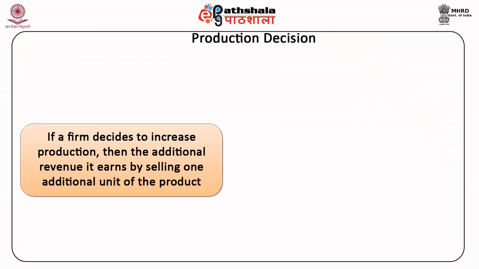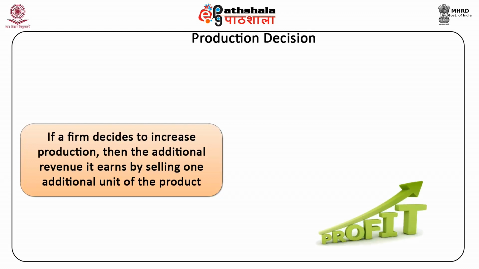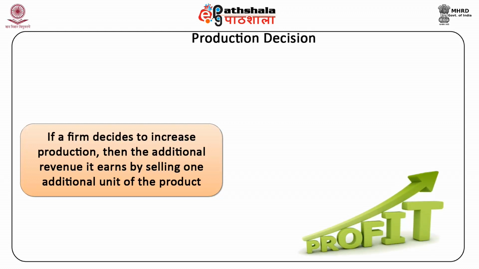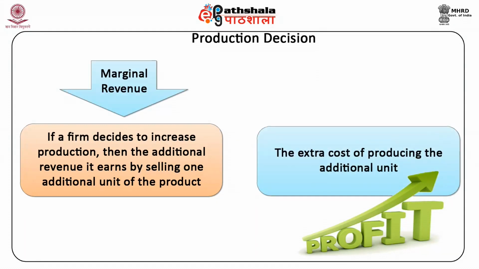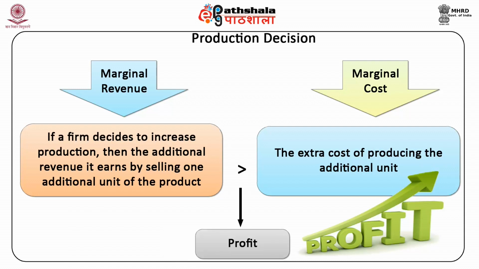If a firm decides to increase production, then the additional revenue it earns by selling one additional unit of the product will be termed as marginal revenue, and the extra cost of producing the additional unit is called marginal cost. Thus, when the incremental revenue exceeds incremental cost, the decision to produce an additional unit will be regarded as profitable. Thus, the marginal principle helps a producer decide whether to continue further production or stop.